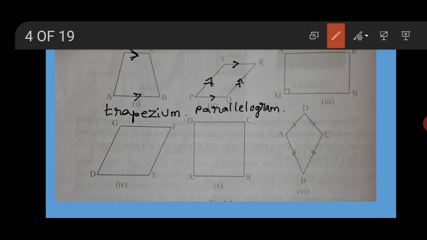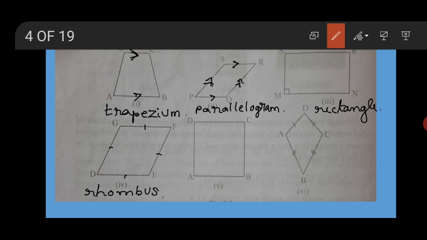Next, third quadrilateral is correct. It is a rectangle. And recall the property of a rectangle. In a rectangle, opposite sides are equal and parallel and all angles are equal and it is equal to 90 degrees. Then fourth one, it resembles a parallelogram and all its sides are equal too. Therefore, this is known as a rhombus.